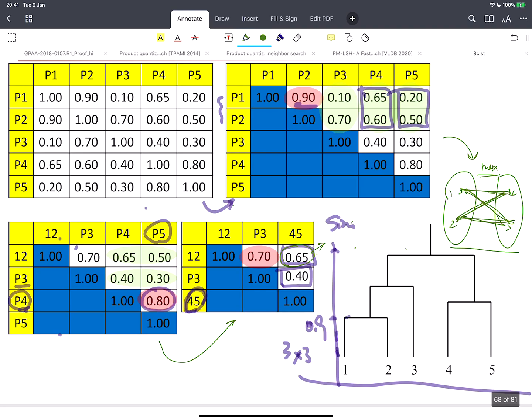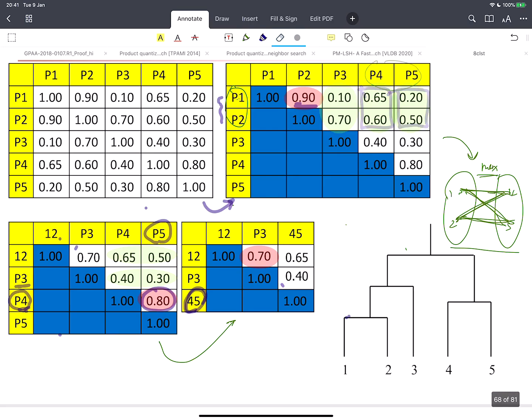It turns out to be 0.65 for this one. If you want to quickly check, this is 1, 2, this is 4, 5. So let me mark it more clearly. Our job is trying to find this entry between 4, 5 and 1, 2. So 1, 2 is here and 4, 5 is here. All you need to do is find the maximum in this region, which is 0.65.